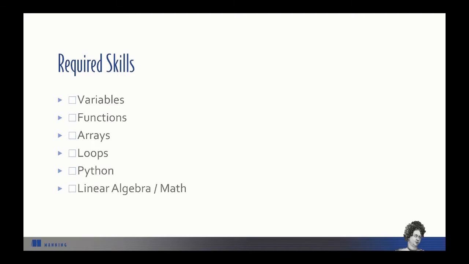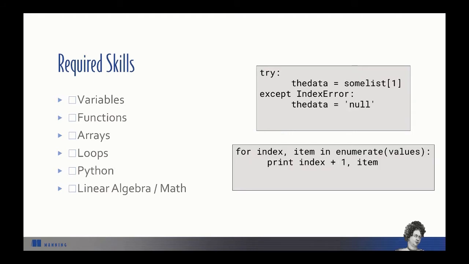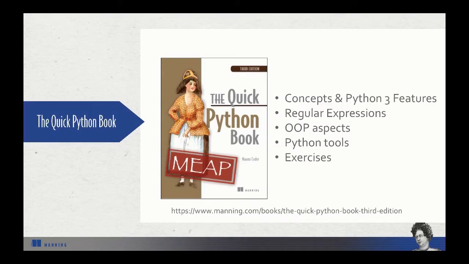You will be successful in this course if you have a working knowledge of computer programming concepts like variables, functions, arrays, and loops, and a basic understanding of the Python programming language, basic linear algebra, and mathematics. Now, when it comes to Python, you don't have to be a Python whiz. If you understand the code snippets shown, you will do well. If you would like to go deeper with Python, although a deeper knowledge of Python is not required, I'd recommend the Quick Python book, published by Manning, of course.